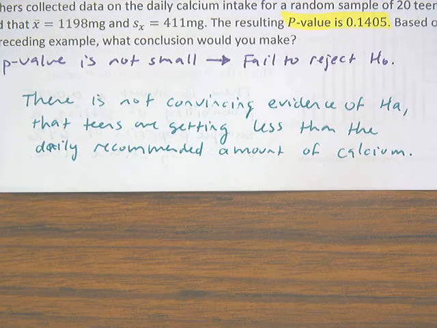Take your p-value. Is it small or not small? From there, tell me if we fail to reject or reject the H0. From there, tell me, does that mean that there is convincing evidence or not for HA? Okay, we're done with the notes.